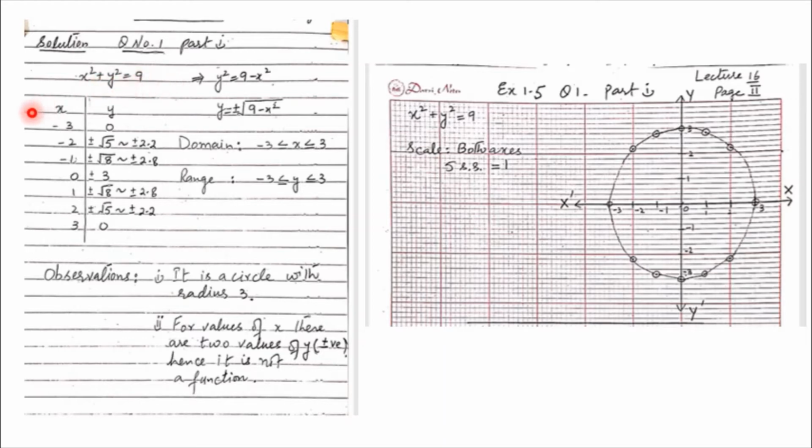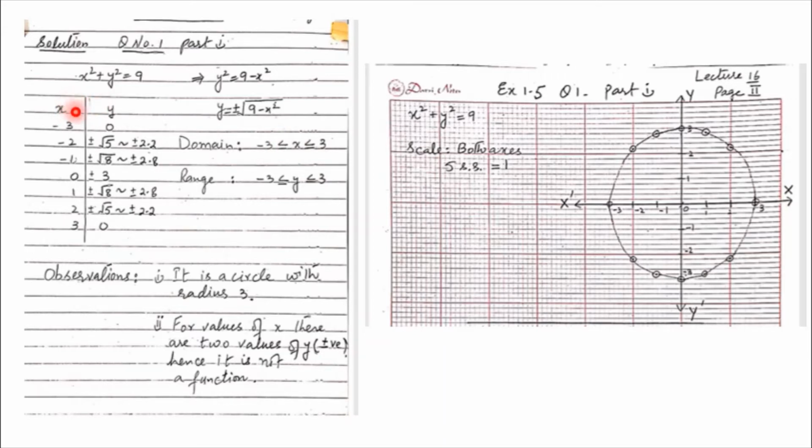So to make this data table, we have to evaluate y. For that, we bring this x square towards this side, and we get y square equals to 9 minus x square. Then take square root on both sides, and you will get y equal to plus minus under root 9 minus x square. The domain of this function is of course minus 3 to 3. The range is also from minus 3 to 3. With the help of these values, we are going to make the data table to draw the graph.